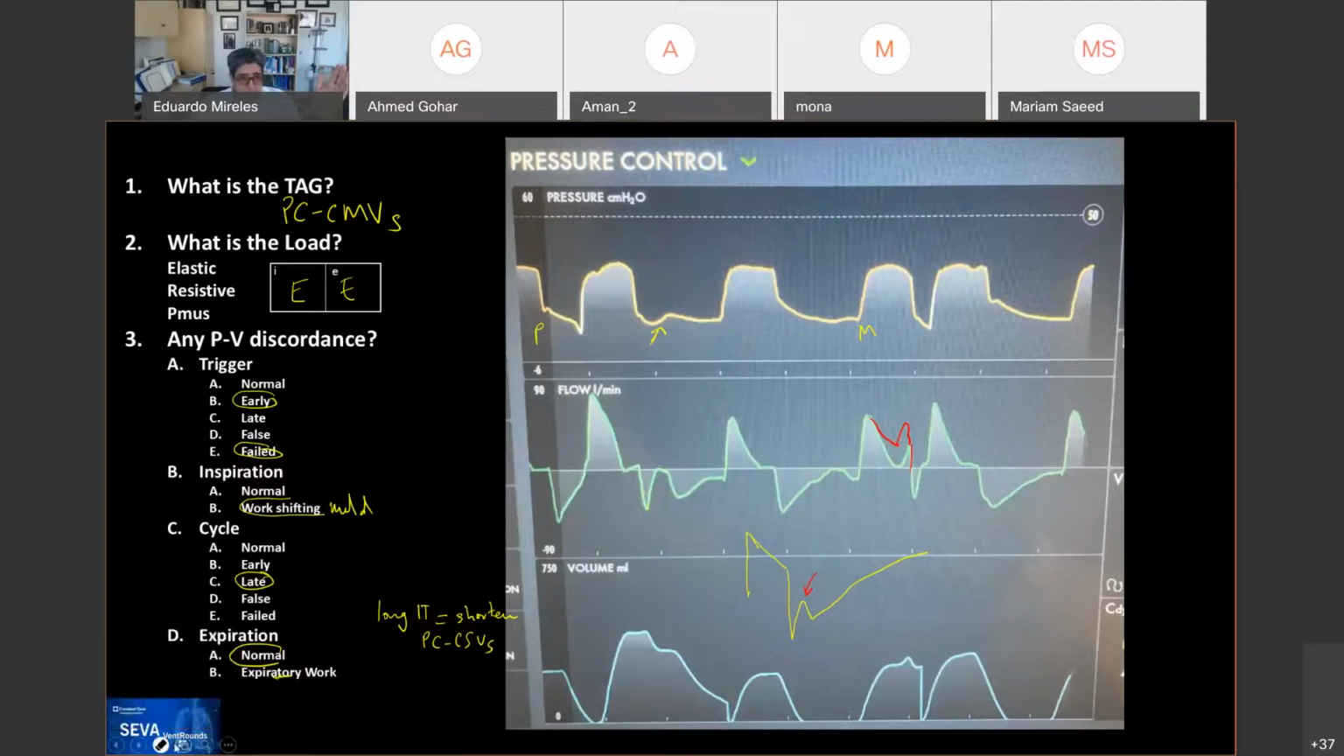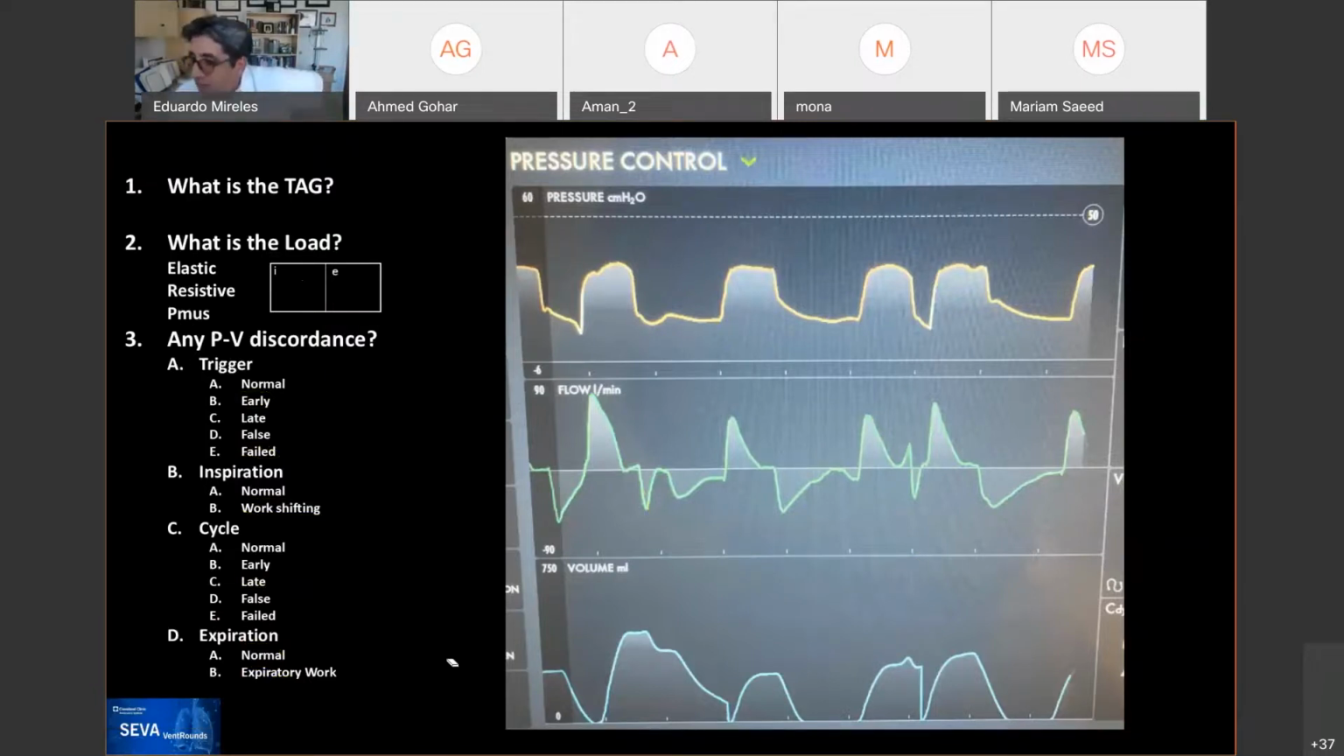I will take that silence as a yes, or I give up. Okay. Oh, I see your answer. Okay. Inspiratory pause is always suggestive of late cycling. Yes. Thank you for writing that.